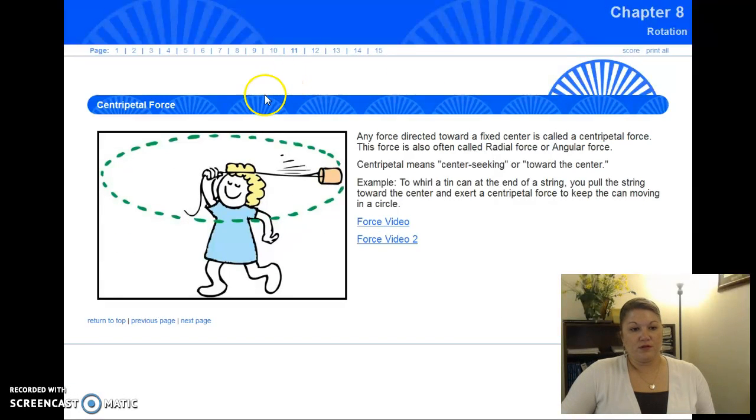Now, centripetal force, also known as radial force or angular force, all synonymous, is the force that causes the rotation that we've been talking about. All right? So what's causing the rotation of little Sally here twirling this can above her head? It's the tension in the string. All right? So this radial force is not a new force. It could be any of the forces we've talked about prior to now. But whichever one is causing that rotation, now we treat a little bit differently. Okay? Because it's not linear motion anymore. All right? There's a couple of videos for you.